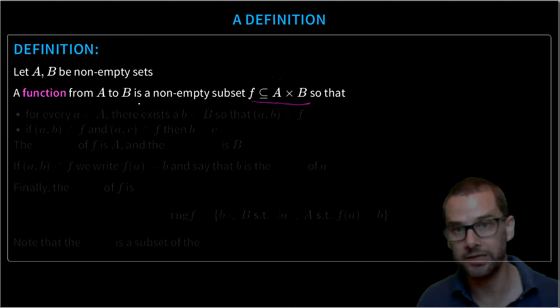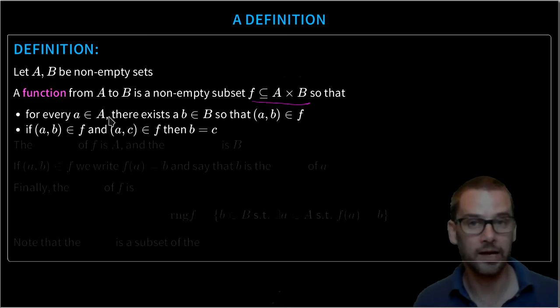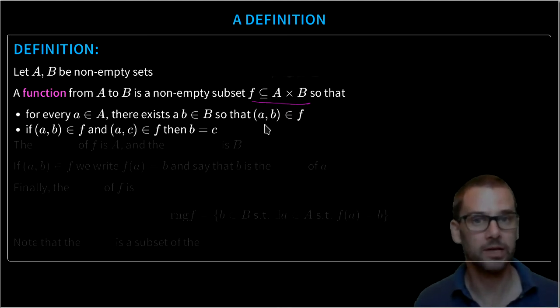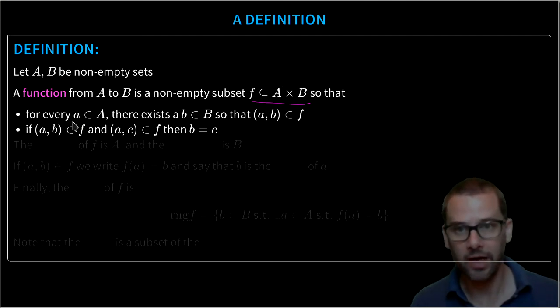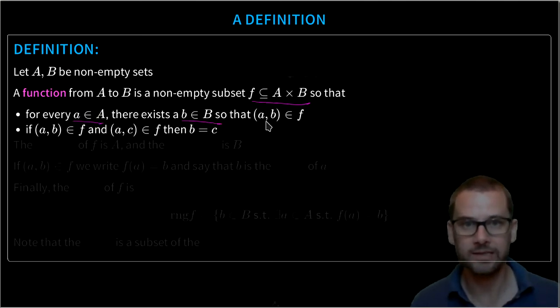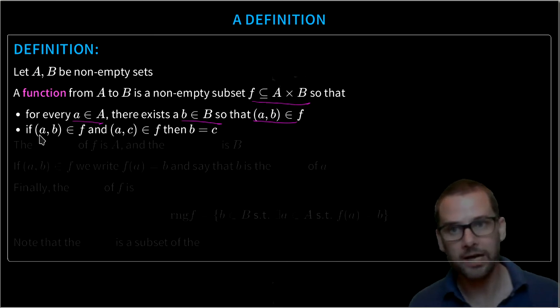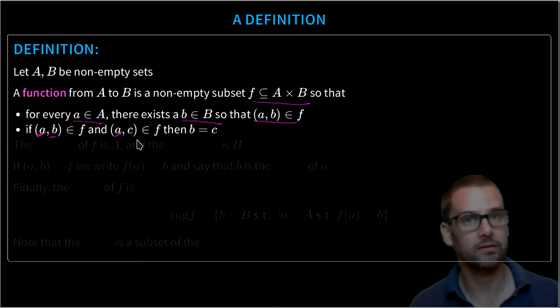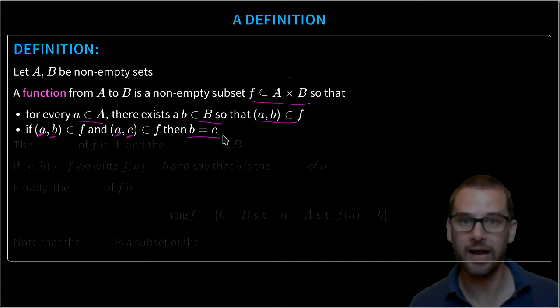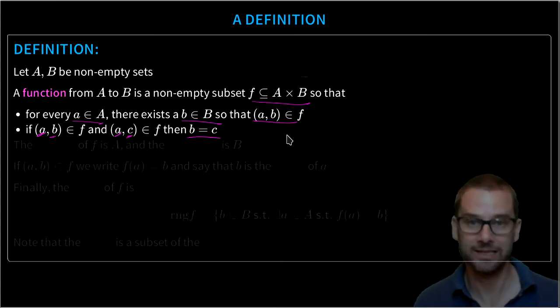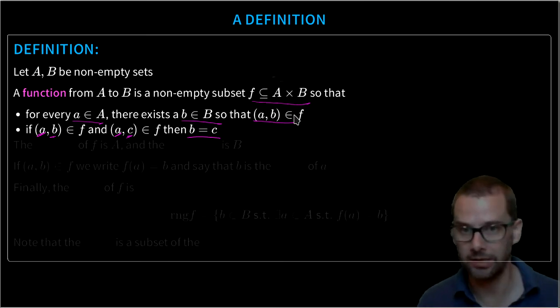Okay? So we take it to be a subset of A times B with extra conditions. And those extra conditions are that for every A in A, there exists a B in B, so that (A, B) is in F. Namely, for any legal input, there is some output in my function. Additionally, if I input A and I get output B, and then I input A again and I get output C, then I'd better have that those two outputs are actually the same. So it's an extra condition that I need.